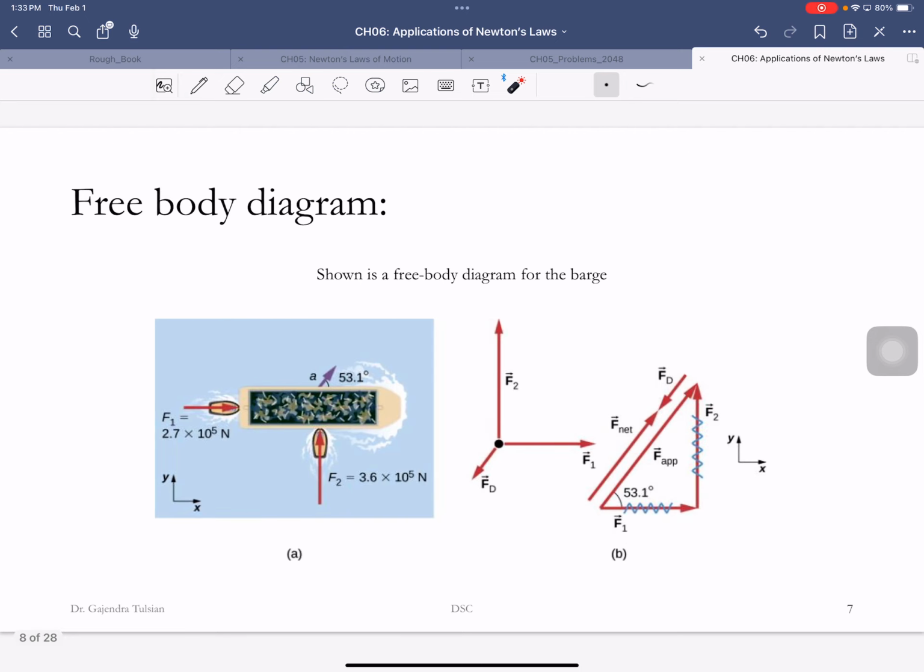Here's a case where the acceleration is not 0. So here's our object. Here's a force being applied by this tugboat. Here's a force being applied by this boat. And this barge is accelerating in that direction. The barge is represented by a point object. This force is applied like that. This force is applied, there's that force on that point object.